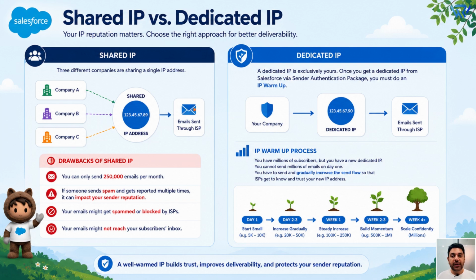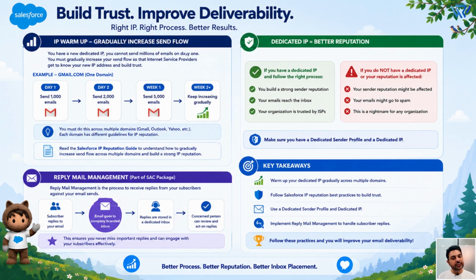Multiple types of domains have multiple different guidelines for IP reputation. So you must read the Salesforce IP reputation document to understand how you can gradually increase the send volume across multiple domains to create a better send reputation for your IP. If you do not get a dedicated IP, your send reputation might be affected, and if it is affected, your email might go to spam, which is a nightmare for your organization. So make sure you have a dedicated sender profile as well as a dedicated IP.